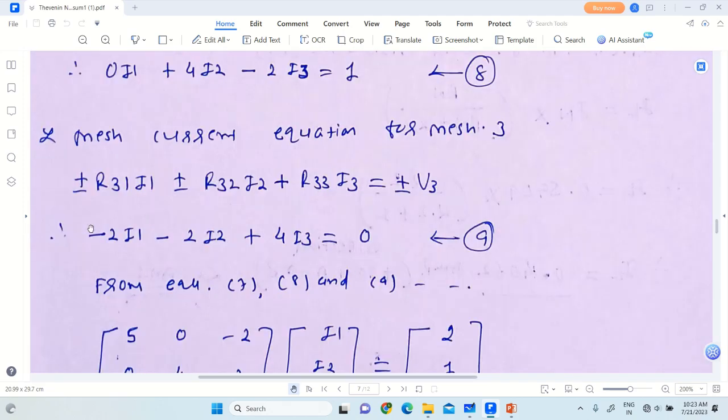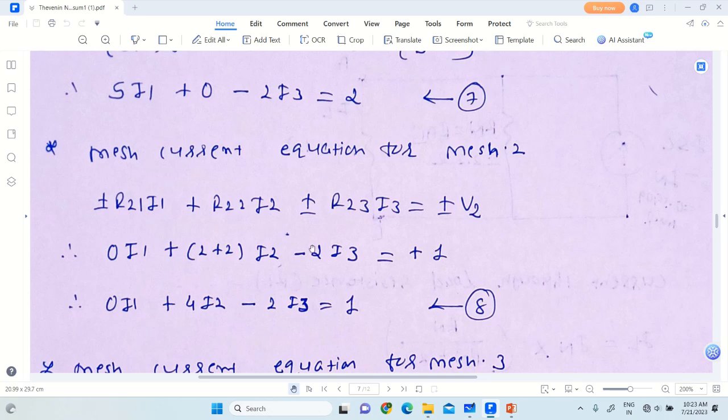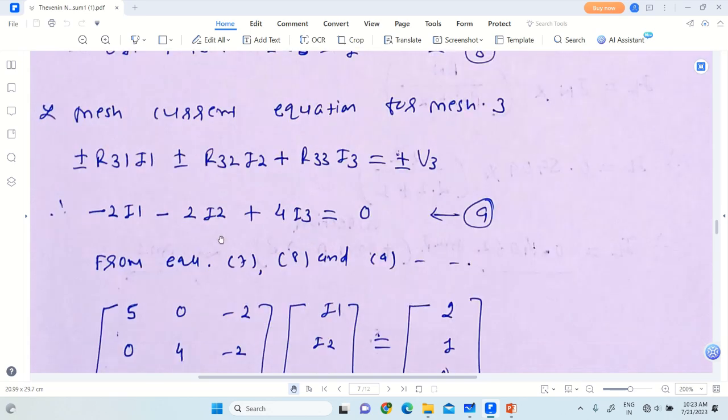So this is minus 2 I1. Now plus or minus, R32 and R23 both are the same. R23 is this, so minus 2. So minus 2, take the sign, right?